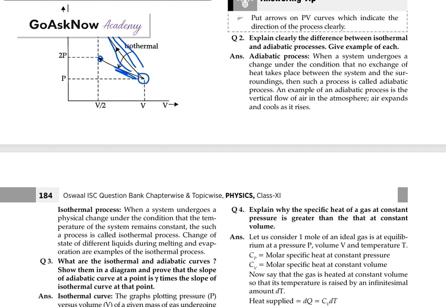Now, second is: explain clearly the difference between isothermal and adiabatic processes, with examples of each. So, definition, let's study again. When the system undergoes a change in condition and there is no exchange of heat between that system and the surroundings, then such a process is called an adiabatic process. An example of an adiabatic process is the vertical flow of air. Atmospheric air expands and cools as it rises. Now the example for the isothermal: when the system undergoes physical changes and the temperature of the system remains constant, then such a process is isothermal. Change of state, such as melting of solids and evaporation of liquids, are examples of isothermal processes.